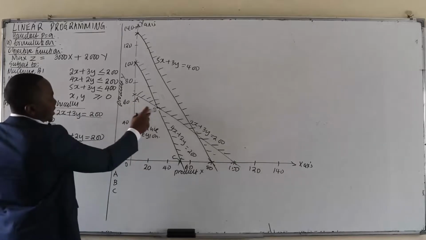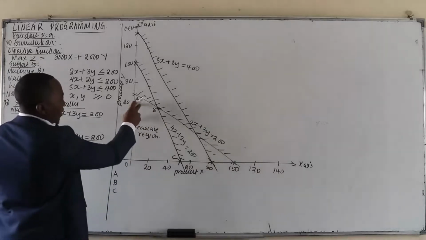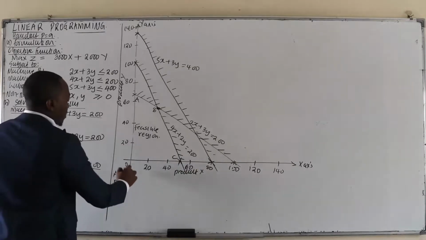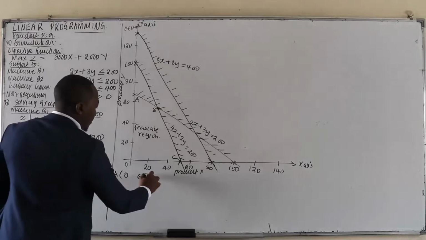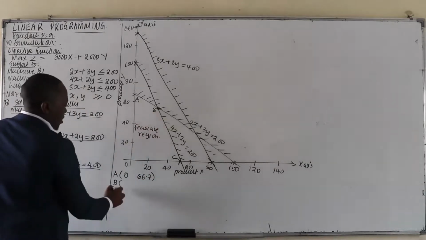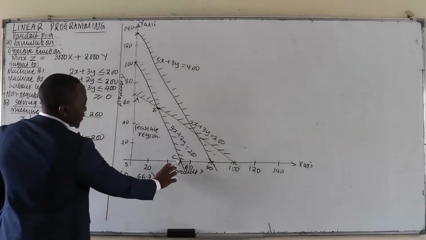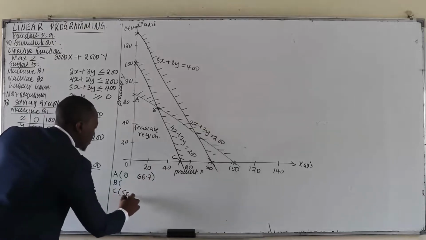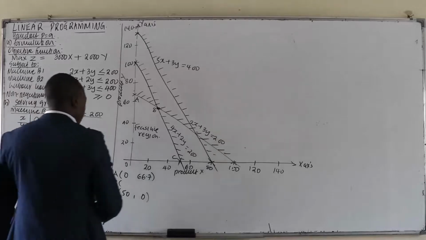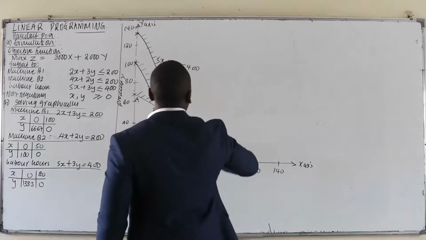Alternatively, you can just check. Give me the coordinates. In case you cannot use your naked eye, there is another way you can do it. So give me the coordinate of corner A: it is 0, 66.7. Then corner C, this was 50, 0. So how do you get corner B? Let me show you how to get corner B.